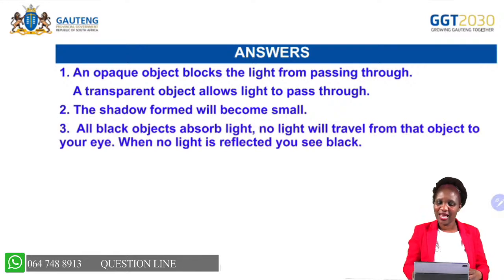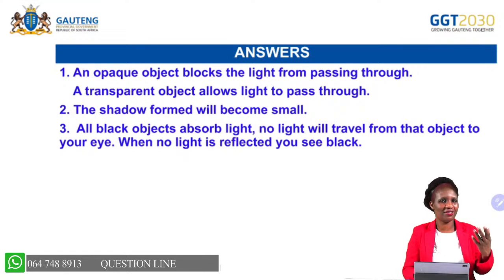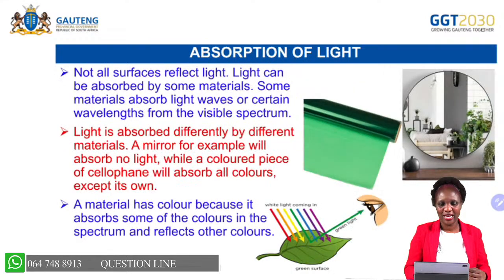Okay. And no light will travel from the object to your eye. When no light is reflected to your eyes, you will see what? You will see black. All right. Why? Because our minds are going to interpret it as black. And then absorption of light.